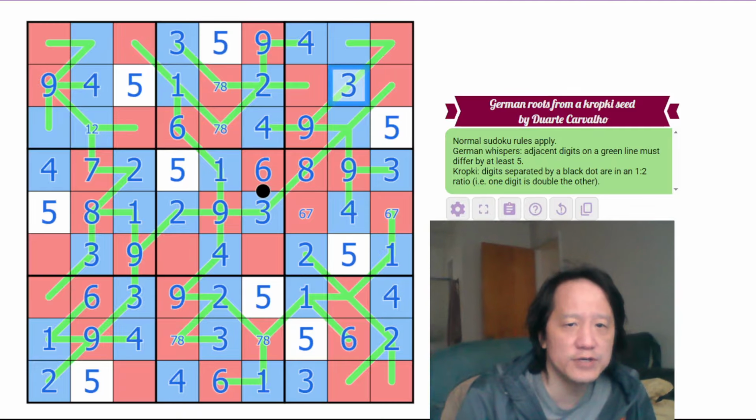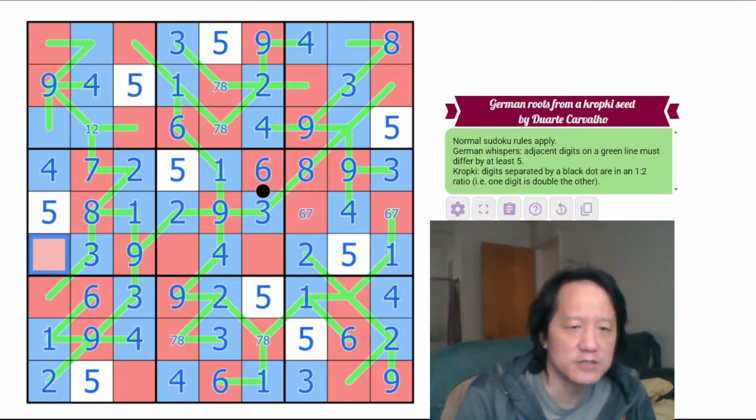This must be 3. 3 is only next to 8 and 9 on a Whisper 5 line. This is 1 or 2. This cannot be 9 here. Where is the 9 in column 9? It must be here.